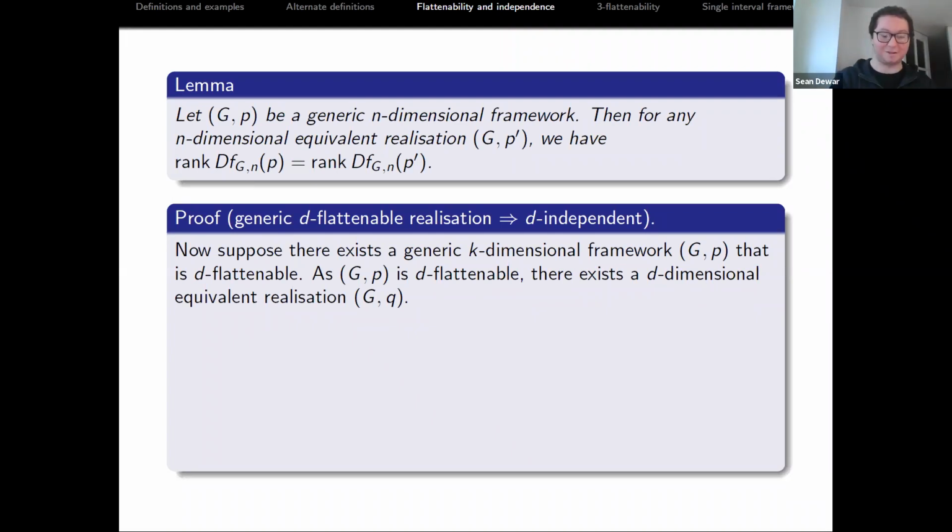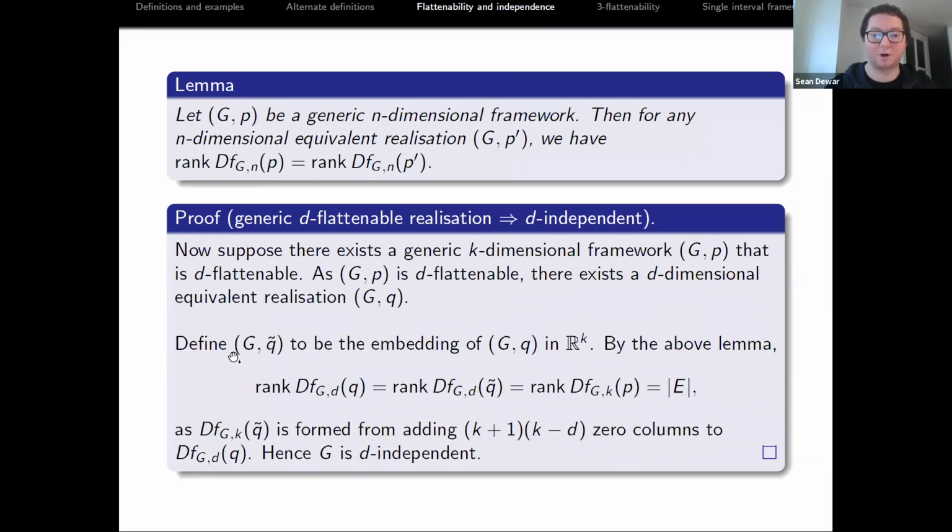So it continuously flattens down, and what we're going to notice is that it's going to carry a lot of properties. Well, the proof is slightly different to that, but that's one way to think about what happens here. If you have a generic k-dimensional framework that is deflattenable, then maybe it won't, but something equivalent will just flatten down. It'll have a continuous motion that flattens it down. Anyway, I'm getting a bit off topic, but we're going to have our generic k-dimensional framework that's deflattenable, and we know that because of that, it's going to have a d-dimensional equivalent realization GQ. Okay.